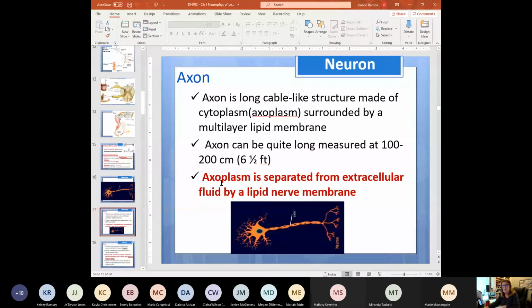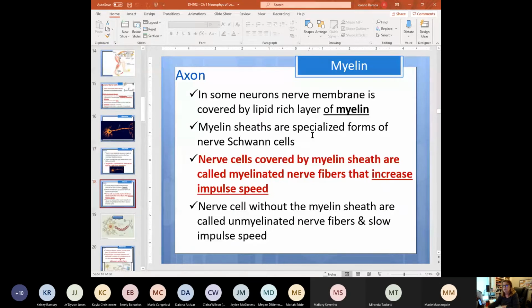They're intertwining everywhere. So axoplasm is separated from extracellular fluid by the lipids. It's just saying that all of this on the outside is the extracellular fluid in our body. So the cytoplasm or axoplasm is separated from out here by those sheaths. In some nerve membranes, they are covered by this myelin, and it's lipid rich. And the myelin sheaths are specialized forms of Schwann cells. The nerve cells covered by myelin sheaths are called myelinated nerves.